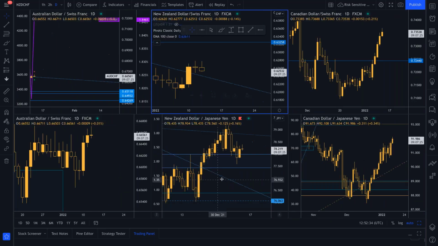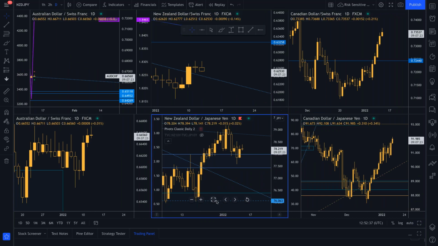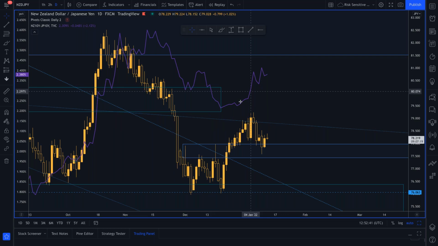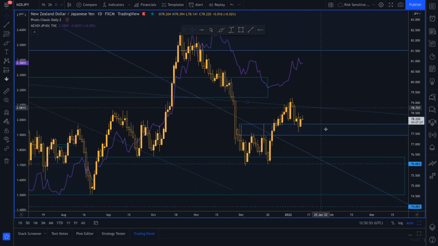New Zealand dollar, Japanese yen. Again, looks very attractive for upside buyers. Look at the bond yield spread. Do you see the bond yield spread pushing higher between New Zealand 10-year bonds and Japanese 10-year bond yields? You see price at support. We could enter at market, stops below that 77.50 region. Looks excellent.